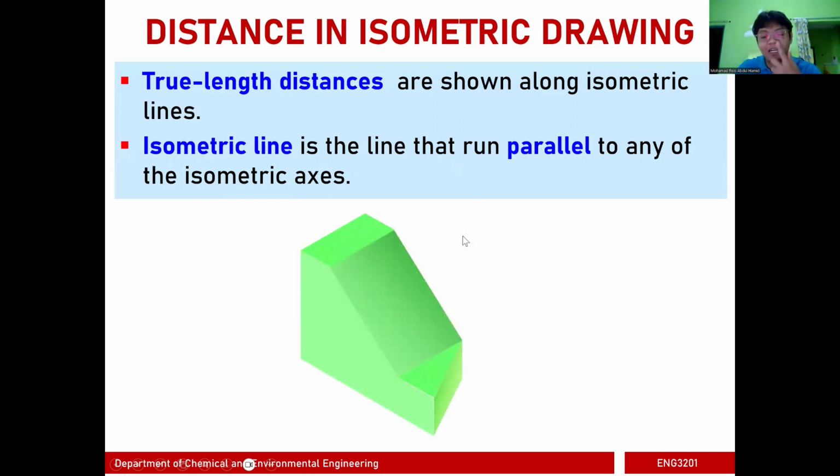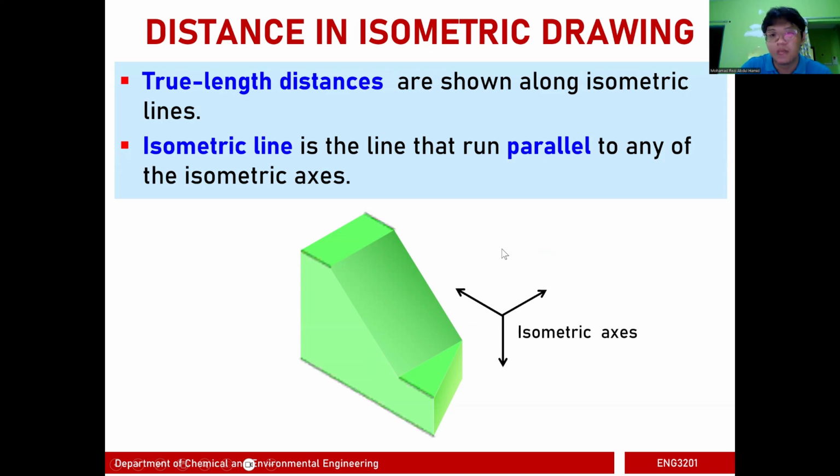Okay, let's check it out. As you can see, if I put the isometric axis here, it is like this, right? Now, this line is parallel to this line, and these are actual lengths. This one is a true length. If you measure, these are true lengths because they are parallel to the isometric axis. This one is parallel to this, and finally, this line is parallel to this.